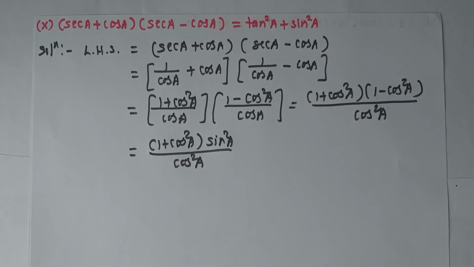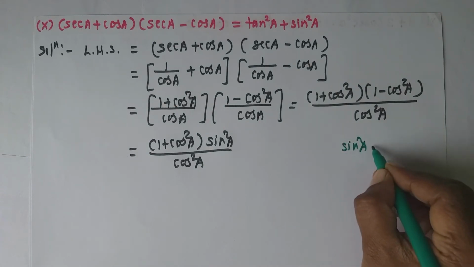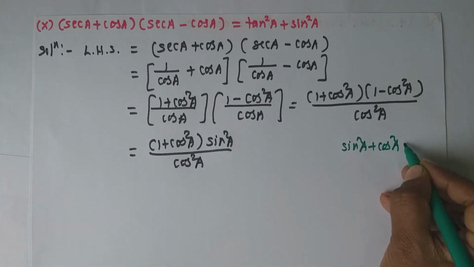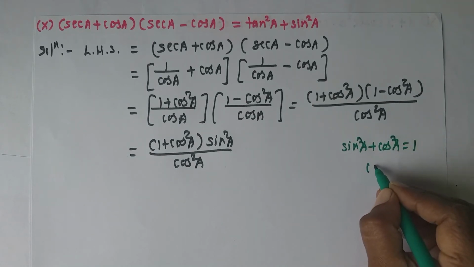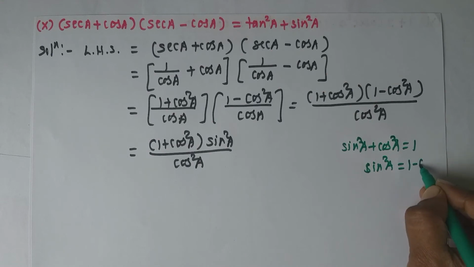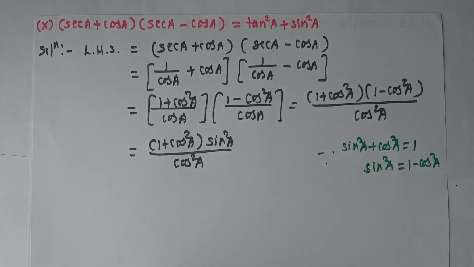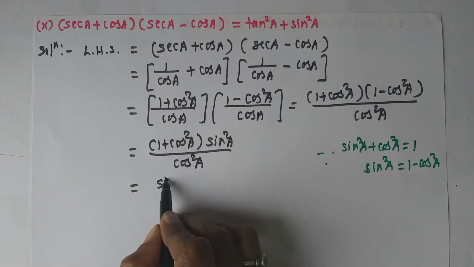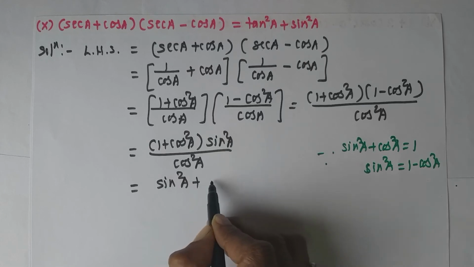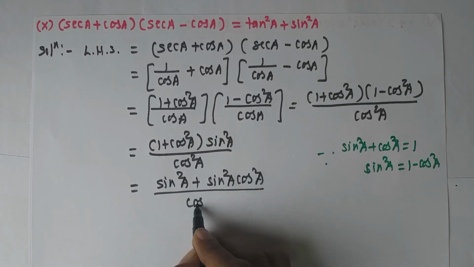We have used our property, that is the first identity, sin square a plus cos square a is equal to 1, and from this identity we have kept the value of 1 minus cos square a as sin square a in this equation. Now you open the bracket. Here this is sin square a plus sin square a cos square a divided by cos square a.